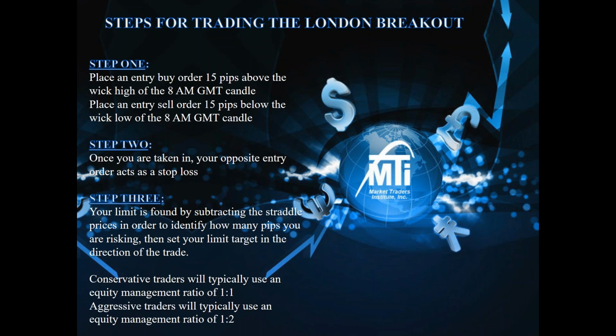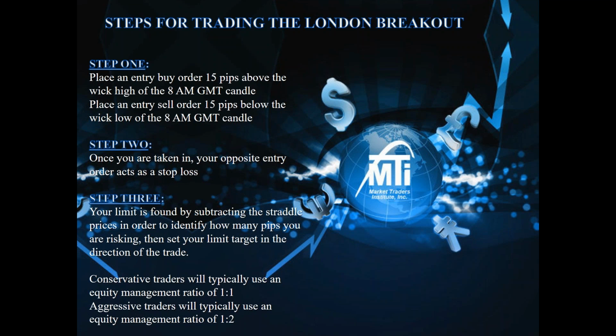What we're going to do is, once that candle has closed, no earlier than 8:10 a.m. GMT, because the candle opens at 8, and if we're on a 10-minute chart, it's going to close at 8:10. If we're on a 15-minute chart, the candle is going to close at 8:15 a.m. GMT. So no sooner than that, once the candle does actually close, we can look to set pending entry orders 15 pips above the wick high of that candle and 15 pips below the wick low of that candle.